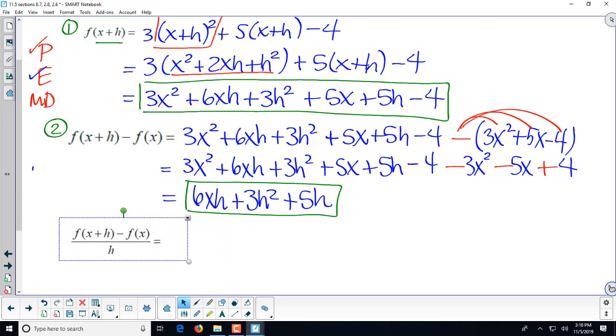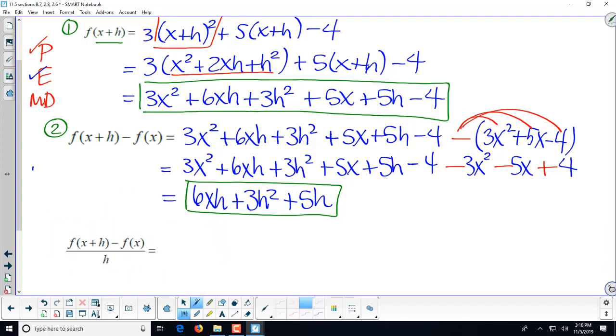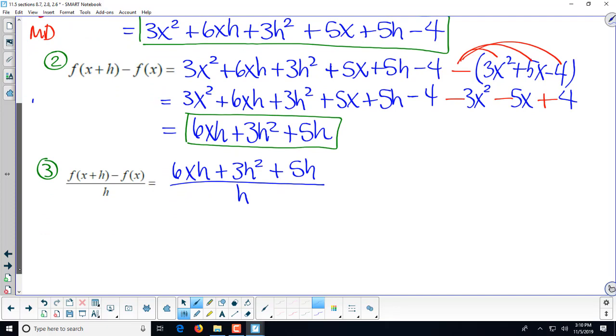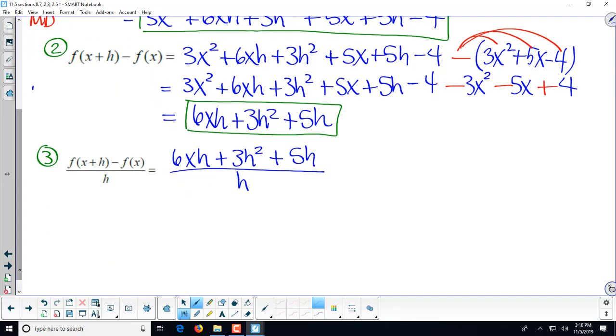Okay. All right. Now, the grand finale, step 3. All we have to do is take what we got from the top and divide by h. So we're taking 6xh plus 3h squared plus 5h and dividing by h. And how you divide that is up to you. There's 2 different ways you could do it. As long as you do it legally, I don't care. So, doesn't matter to me.